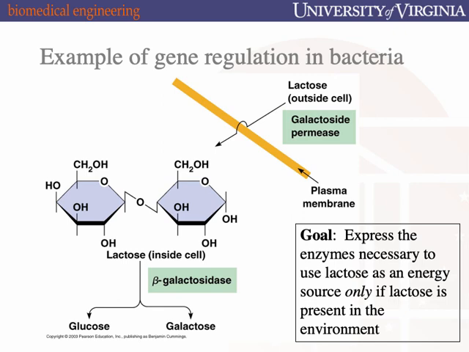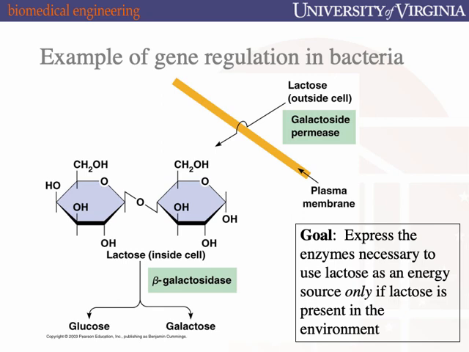Thus, for the bacteria to get lactose into the cell and be able to break it down so it can feed into these core metabolic pathways that you're going to hear about in quarter four, we need the galactoside permease and beta-galactosidase. These two genes and their regulation is what we're going to talk about in the next little bit.